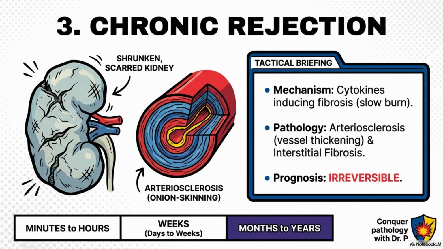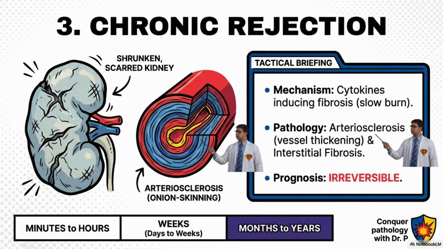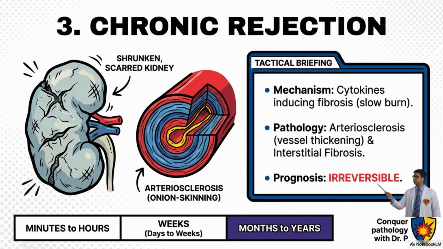Type 3, chronic rejection. The time frame is months to years. Look at that shrunken, scarred kidney. The mechanism is the cytokines induce a fibrosis. It's a slow burn. The hallmark here is arteriosclerosis, vessel thickening that looks like onion skinning plus interstitial fibrosis. It is irreversible, and once this starts, we can't stop it.